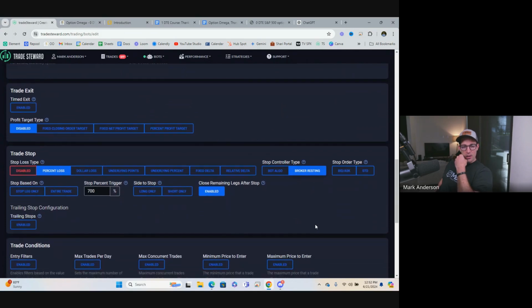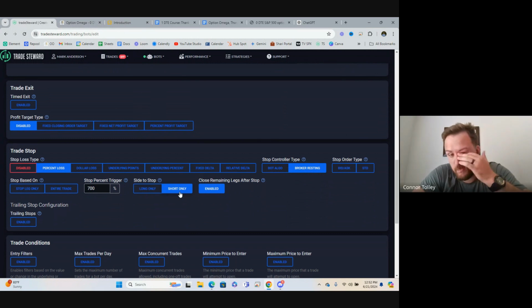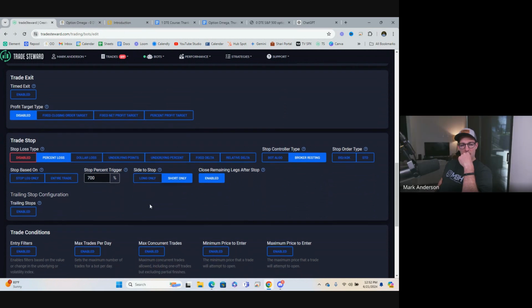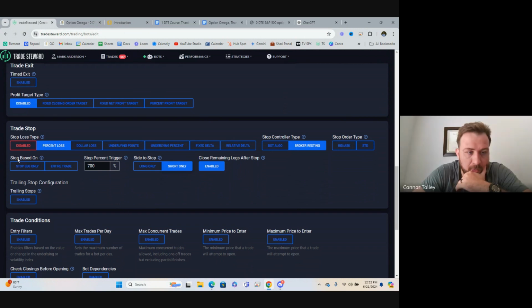And then you're going to do short only, because we're only going to manage the short leg. The 100 wide long leg is dead to us. Yep. And then stop leg only. Stop based on stop leg only.